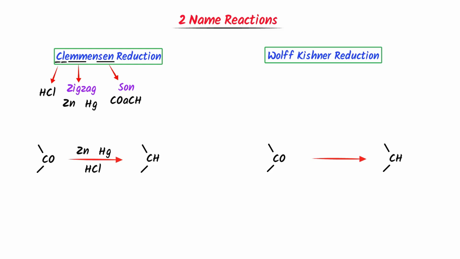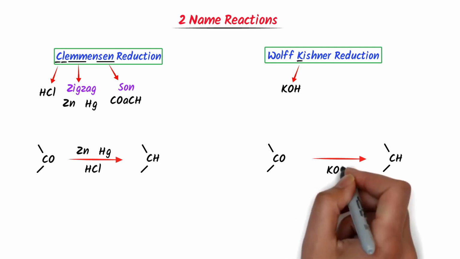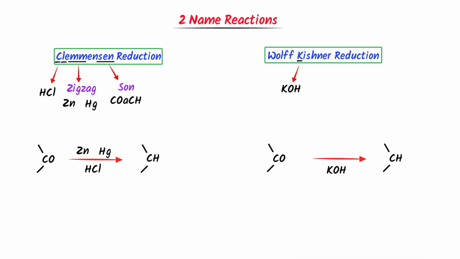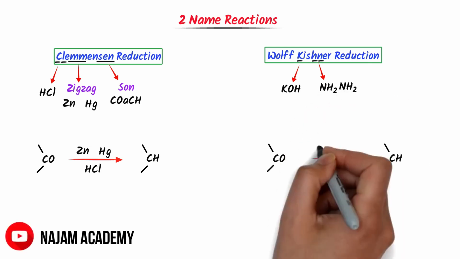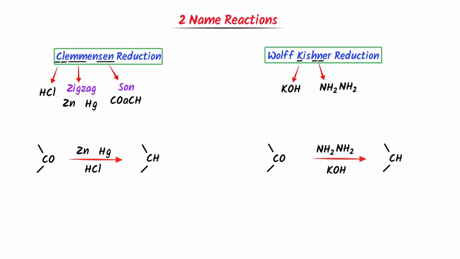Now what about the other reactants of the Wolff-Kishner reduction reaction? Well, this K in Kishner reminds me of potassium hydroxide. I write here potassium hydroxide. Secondly, I select this N and H. It reminds me of NH2NH2. So I write here NH2NH2. This is the complete Wolff-Kishner reduction reaction. Remember that in both these reactions, we convert ketone to alkane. Thus note down these two reactions.